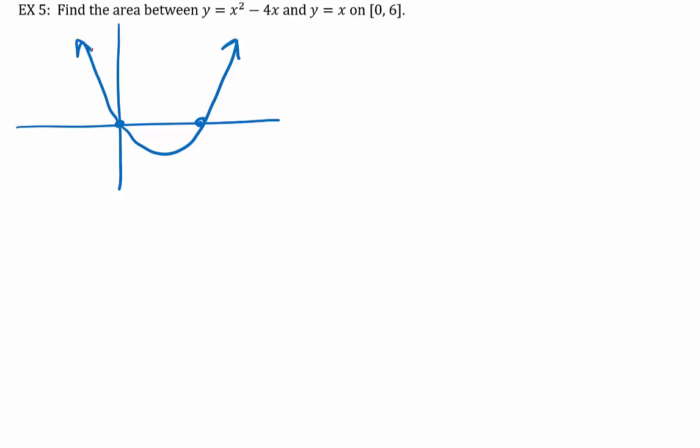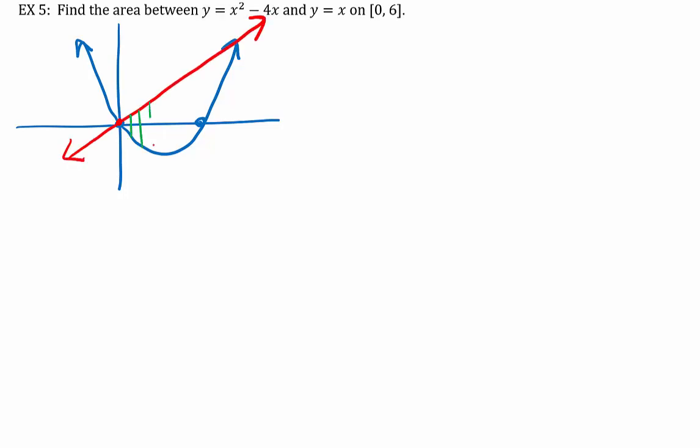We can also use integrals to find areas between curves. For example, if I want to find the area between these two functions, I would start by drawing a picture. So I have the function y equals x squared minus 4x. That is a parabola that opens up. And then I have the line y equals x, goes through the origin.